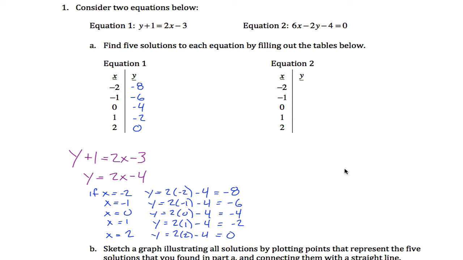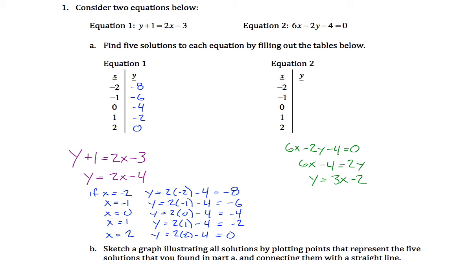We can do the same thing over here. Now my equation is 6x minus 2y minus 4 equals 0. So I'm trying to get the y all by itself. There are a couple different ways to do that. One way would be to add 2y to both sides and get 6x minus 4 equals 2y. And then if you divide everything by 2, you get y equals 3x minus 2.